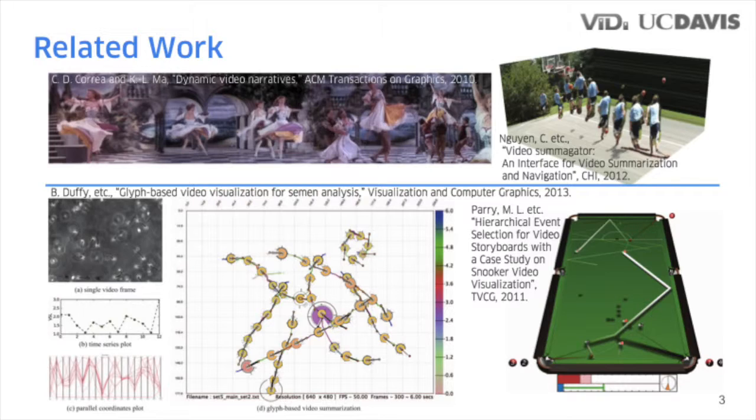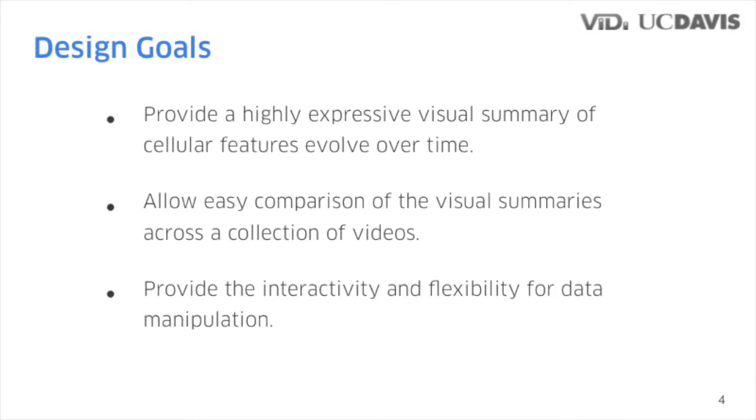So what kind of needs are there for cellular behavior study exactly? We interviewed domain scientists and derived these system design goals. First, the visualization should be able to summarize the feature evolution process into one single view so that scientists can quickly identify the evolving trends in features within a video. Also, scientists want to identify if the change in cellular feature is correlated to the change in some experimental parameters. Therefore, CellVis should allow easy comparison of the visual summaries across a collection of videos.